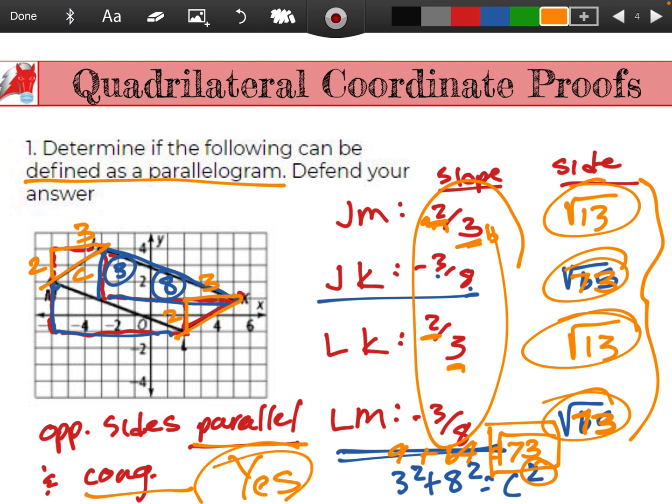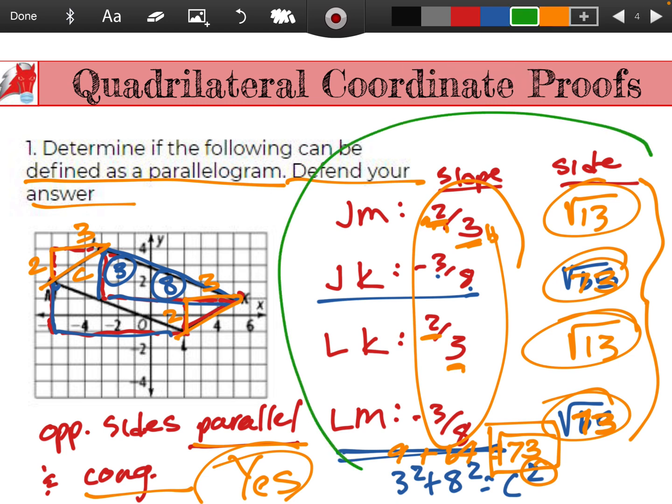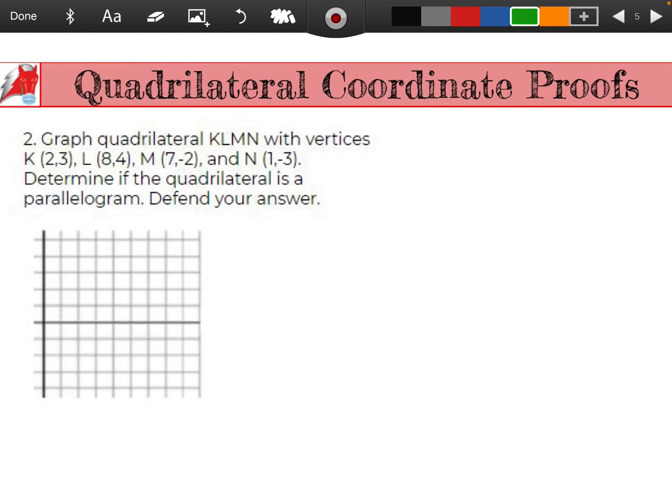And defend your answer. All of this work is defending my answer. I don't need a verbal description. Showing me that is going to be your verbal description. All right. Let's get to the bulk of this. So I'll give you a second. Why don't you plot these points, and then we'll come back.